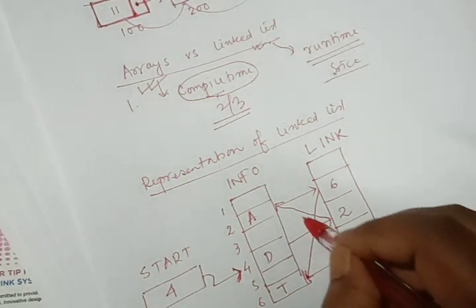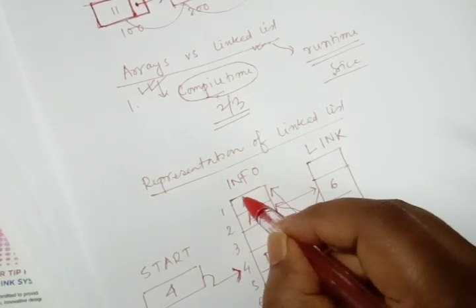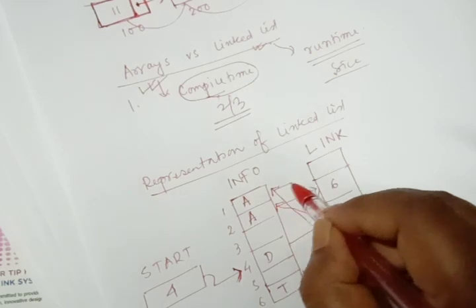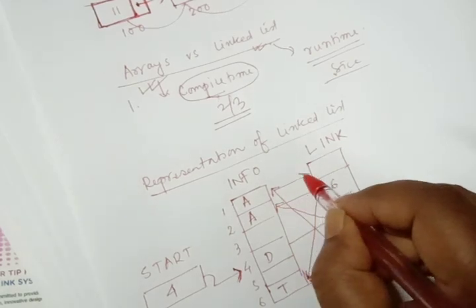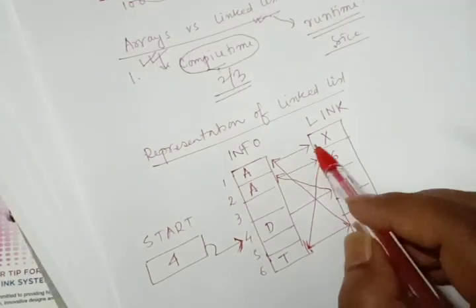So next it will point to the first node, and suppose its information is A, and its link part is null. So that indicates the end of the list.